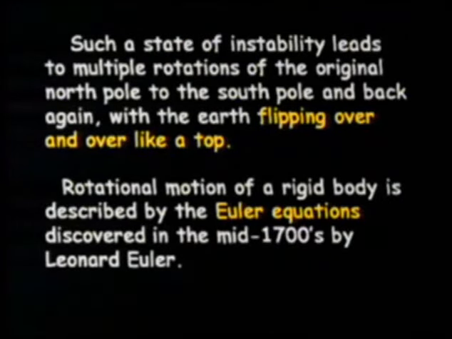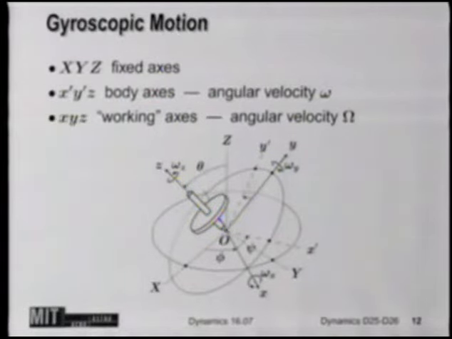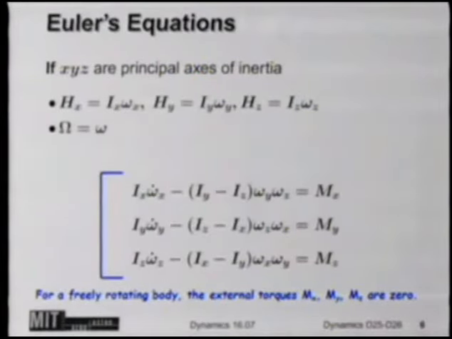And this kind of motion, rotational motion of any rigid body, is described by what are called the Euler equations, discovered in the mid-1700s by Leonhard Euler. This is from a class on this phenomenon at MIT. I'm just showing the geometry for the equations. These are the equations. I don't want to intimidate you by the equations, but they're actually relatively simple. The M's are the torques acting on the body. In the case of the Earth spinning in space, there are no torques, so all these are zero.